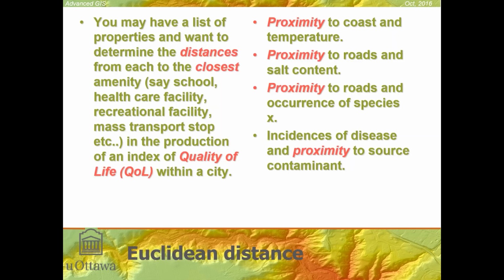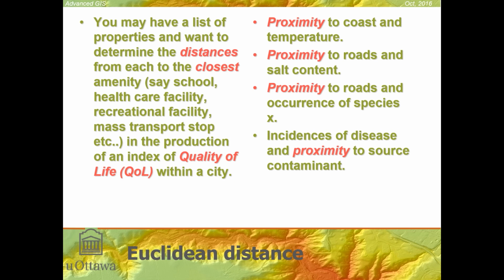Another example is you may have a list of properties and you want to determine the distances from each of the properties to the closest amenity. For example, the closest school, healthcare facility, recreational facility, mass transport stop, etc. And use these distance-based measures and surfaces as a tool in the production of an index for the quality of life within an urban region.